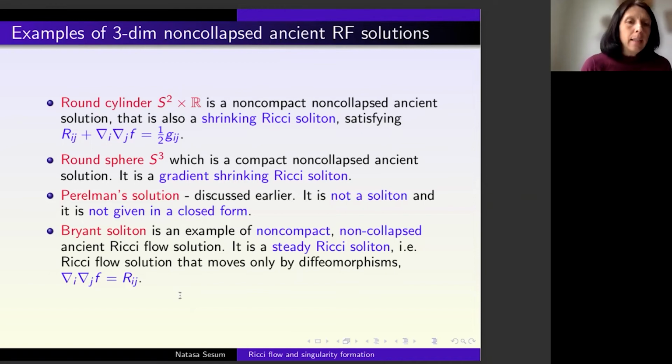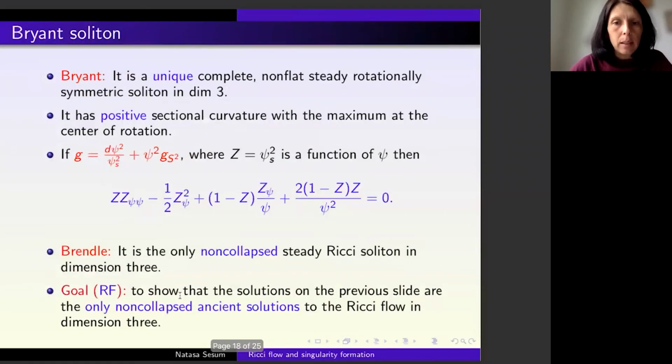And then the fourth candidate that we have is the Bryant soliton, which is non-compact, non-collapsed. It is a steady Ricci soliton, which means that it moves only by diffeomorphisms and satisfies this nice elliptic equation, where the Hessian of f is Rij. So it just moves by diffeomorphisms, which are generated by the gradient of f. So we have these four candidates. Our goal is to prove that these are the only examples, that you have nothing else in 3D. So that would be the ideal picture. And that's what Perelman actually suggested in his first paper.